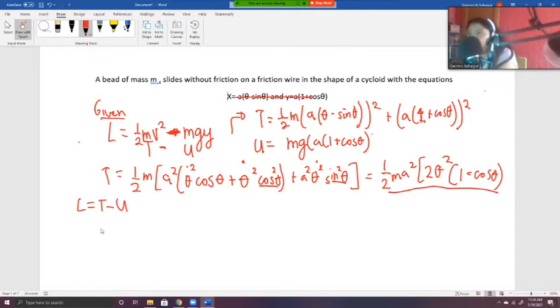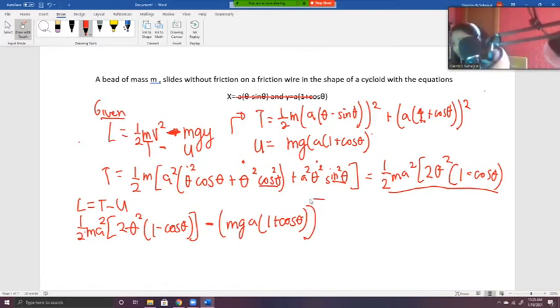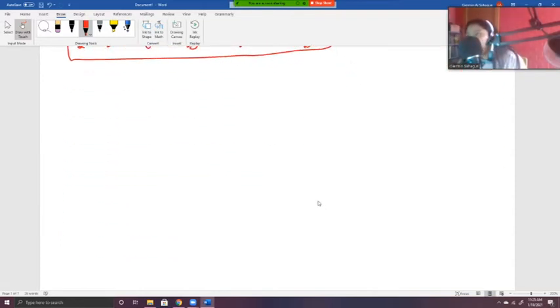Let's get this. That would be 1/2 ma squared theta dot squared 2 1 cosine theta. Then let's add the mg. So negative mga(1 plus cos). There you go. Now that we have this, we already have the L. This is the L. Now that we know the L, we can solve the Lagrangian.